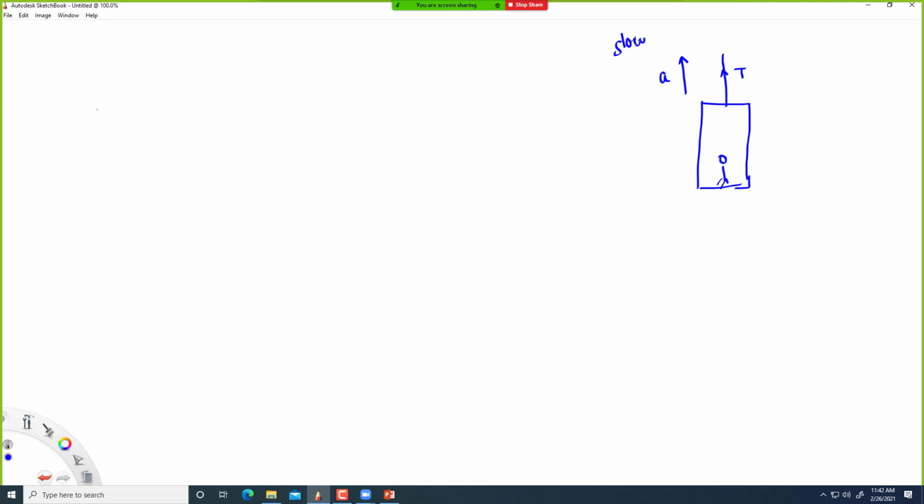Slowing down. Let me erase that for a second. So this is moving up, slowing down. Now you guys need to tell me which way would be the acceleration. I already discussed that a couple of times. When an object is moving up and it's slowing down, which way would be the acceleration?